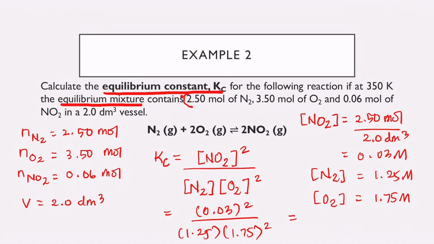Press the calculator, then you will get your answer: 2.351 times 10 minus 4. Are there units? No units, okay? No units, because Kc is a ratio. Okay, it is a constant, right?